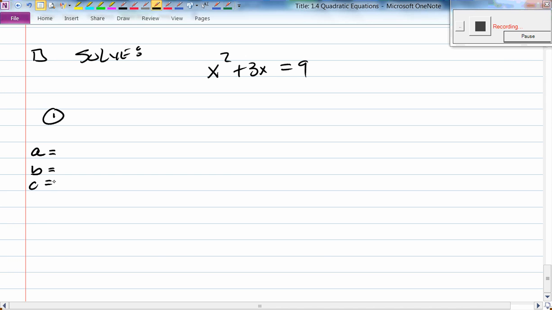So in this particular case, what's the value of A? A is 1. It's the number in front of the x squared. Very good. What's the value of B? Yes, it's right there. I'm highlighting it. And what's the value of C? Very good, it's negative 9. I'm glad that you noticed that it was negative 9 because I'm going to move it to the other side. So for step one, just figure out what A, B, and C are. Easy enough, right?